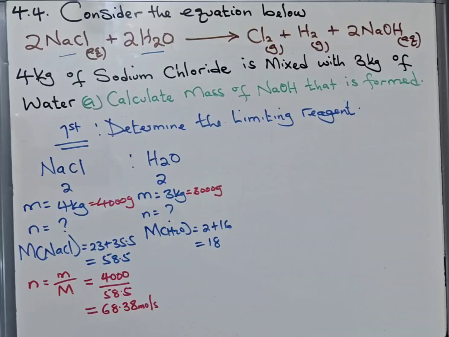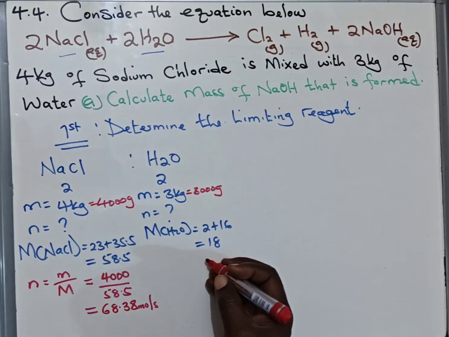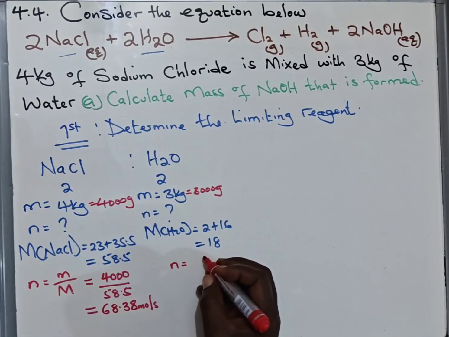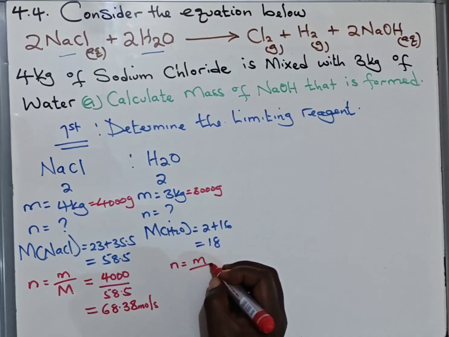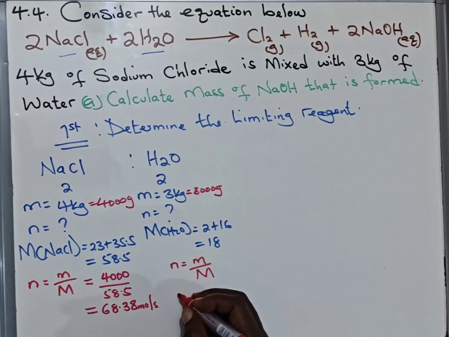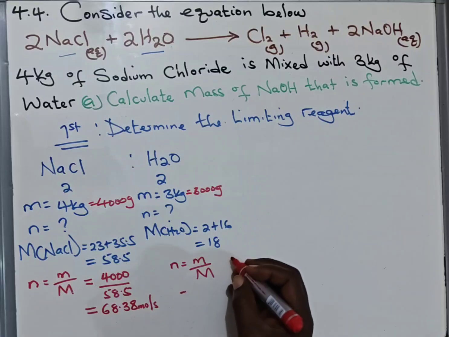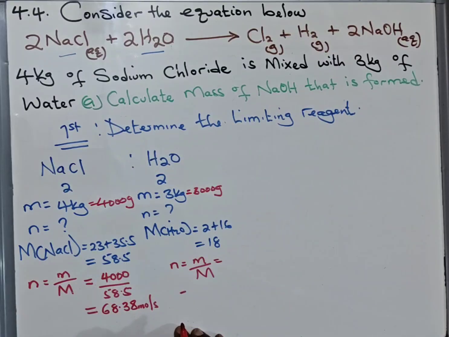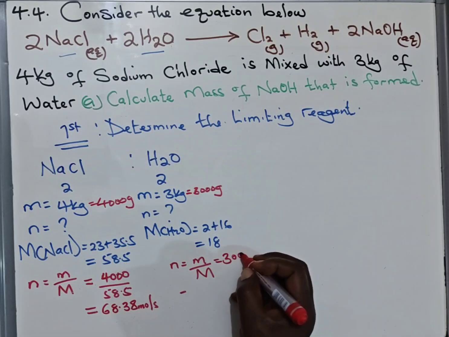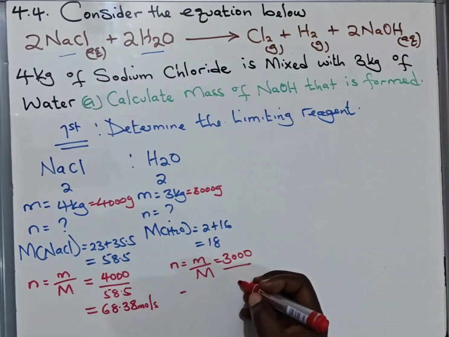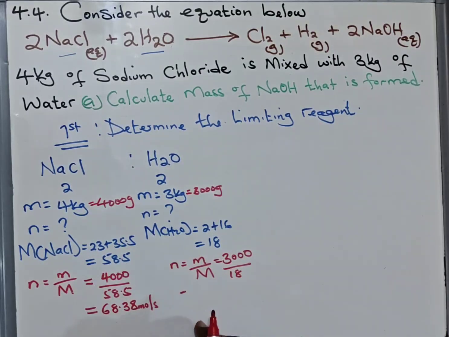Then when you come to water, what do we have? It's the same formula. n is equal to mass over molar mass. So when you substitute for mass, it is 3,000 divided by the molar mass, which is 18. This one will give you the number of moles for water.